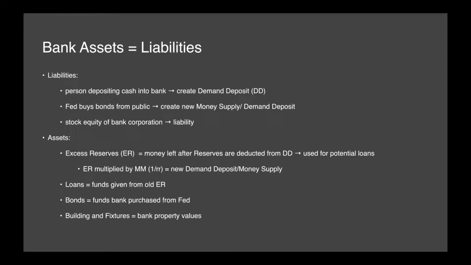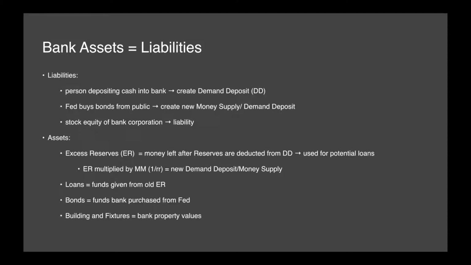In the simplest terms I can think of, liabilities are what the bank owes to others, and assets are what the bank is owed, and what capital it has. But focusing in on liabilities first, these include, for example, people depositing their cash into the bank, the Fed Reserve buying bonds from the public, and even bank corporation stocks.